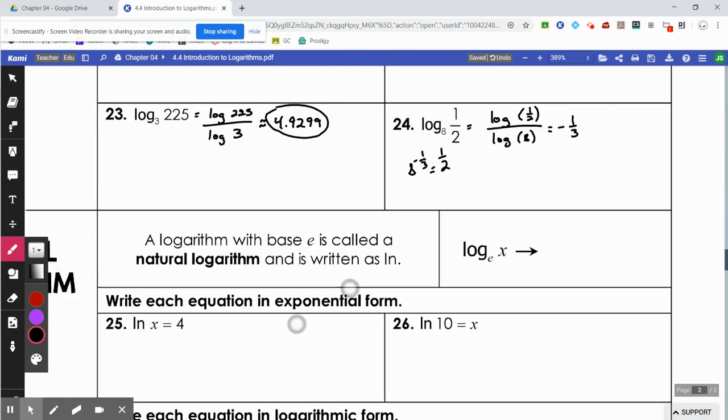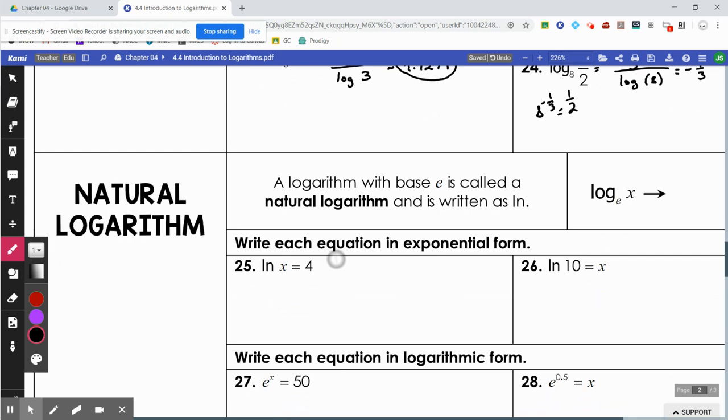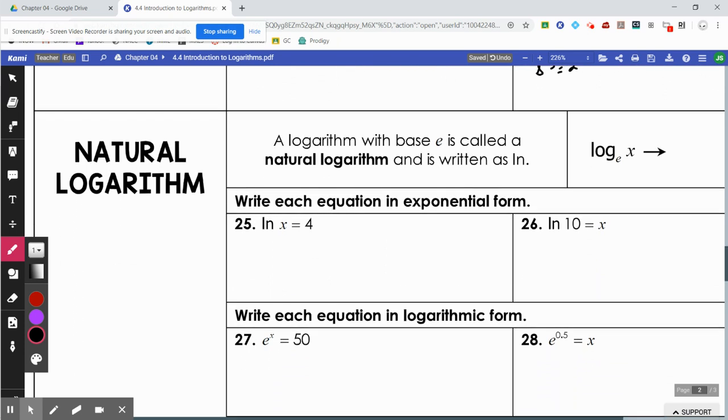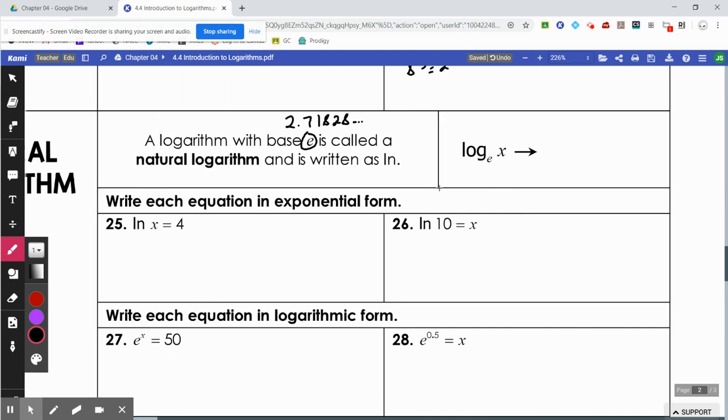Okay, next up, the other logarithm that your calculator knows, a logarithm with a base of e. And a reminder that the e value is 2.71828... It's an irrational number. When you have a base of e, it's called a natural log. But we don't write it as log base e like this. We write it as ln of x. That's the abbreviation or the notation that we use for the log base e.